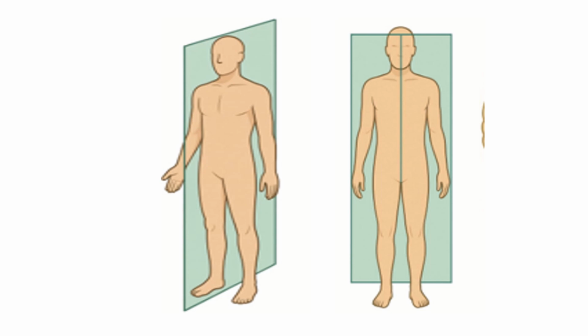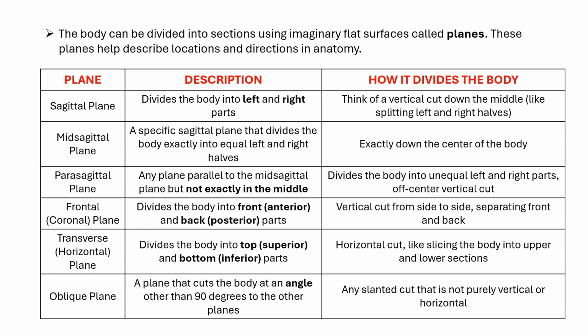The body can be divided into sections using imaginary flat surfaces, called planes. The flat imaginary surface is called a plane, and after cutting the body through this plane, we will get two parts, right? These two parts we will call sections. And here they have given the different types of planes: sagittal plane, mid-sagittal plane, and parasagittal plane. First, we will see these three.